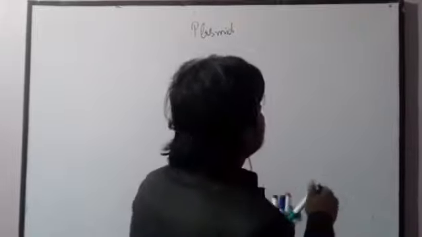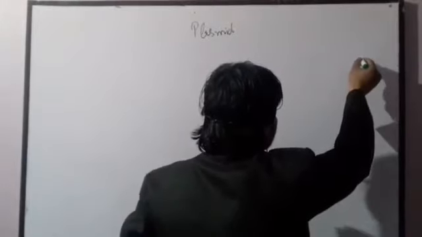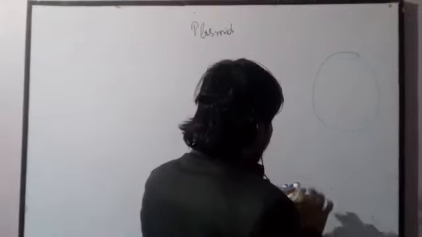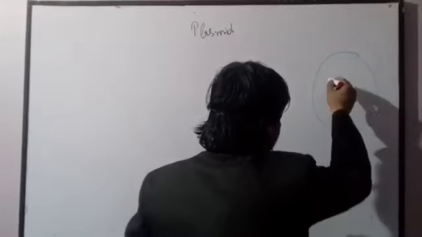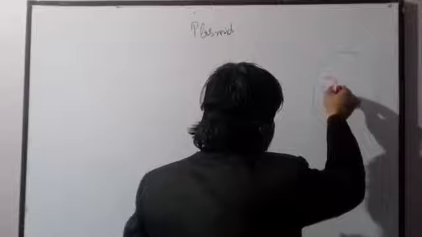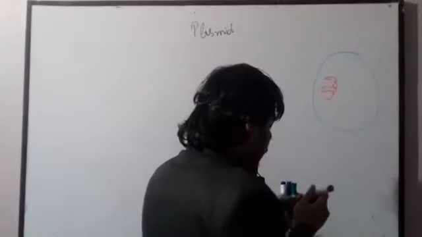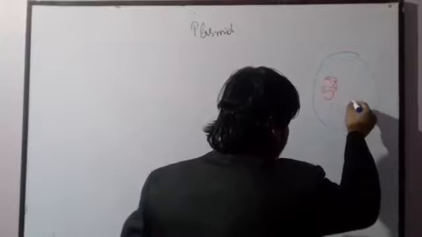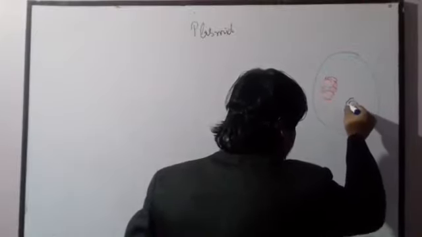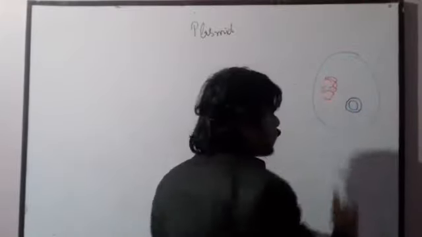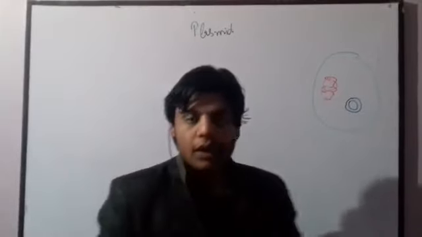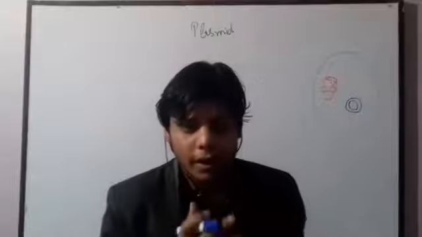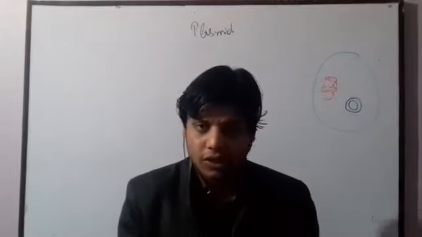So, let's suppose this is a bacterial cell. Inside a bacterial cell, we have genetic material. This is representing the genetic material of the bacteria, and with this genetic material we have an extra chromosomal material which is usually in a circular form. Now this extra chromosomal material is called plasmid.